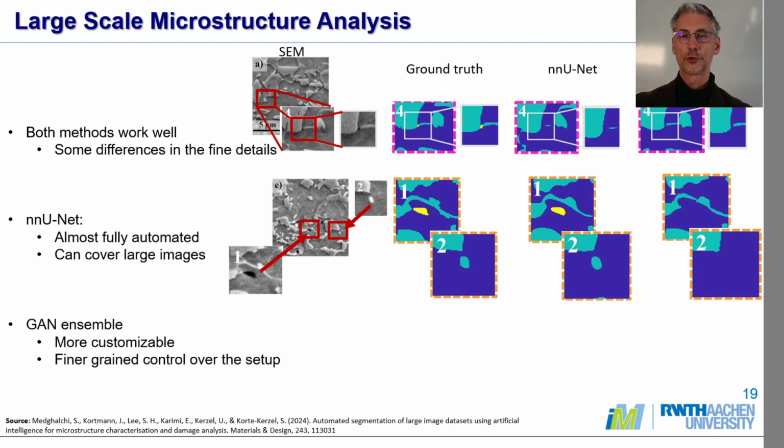The nnU-Net approach can be almost fully automated and can cover large images, whereas the GAN ensemble method is more customizable and allows you a finer grained control over the setup, and that depends then also on your application, what is preferable. But if you need a method that you can sort of set up and run, then the nnU-Net is the most practical.